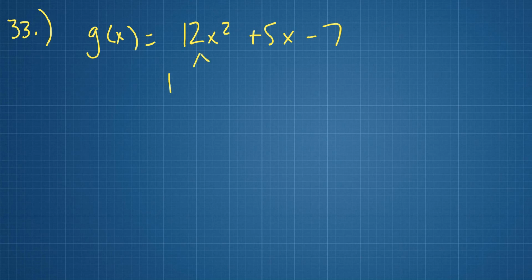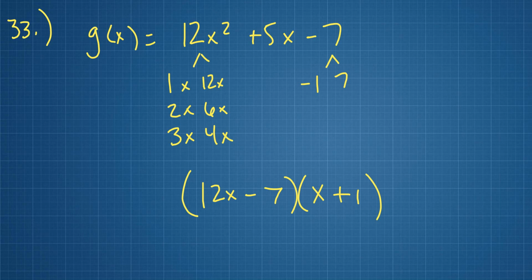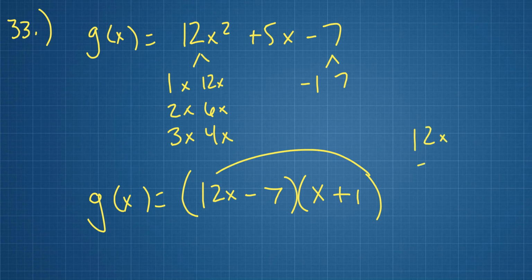Alright, so 33, remember, I'm going to ignore the g of x. I'm just going to factor like before. 1x and 12x, 2x and 6x, 3x and 4x. How do I get negative 1 and 7? Alright, for the sake of time, I'll guess this first. I do the outside to get 12x. The inside gives me minus 7x. That's the 5x that I want.